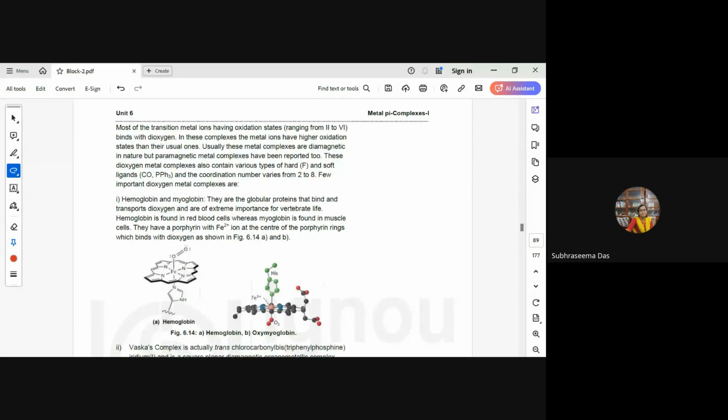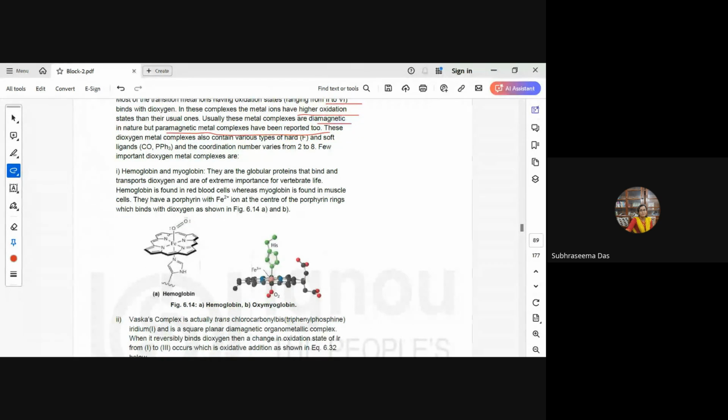Now most of the transition metal ions, with oxidation states mostly ranging from 2 to 6, bind with dioxygen. So in these complexes the metals have a higher oxidation state than their usual ones. These metal complexes are diamagnetic in nature, but paramagnetic ones have sometimes also been reported. The oxygen metal complexes contain various types of hard and soft ligands, and therefore the coordination might vary. A few important dioxygen metal complexes are hemoglobin and myoglobin.